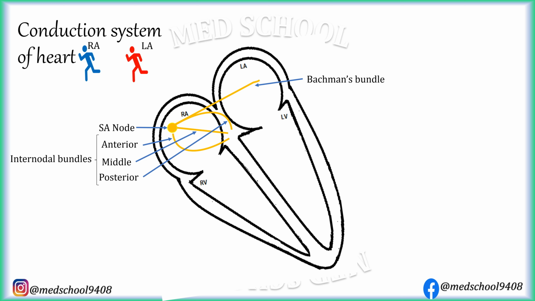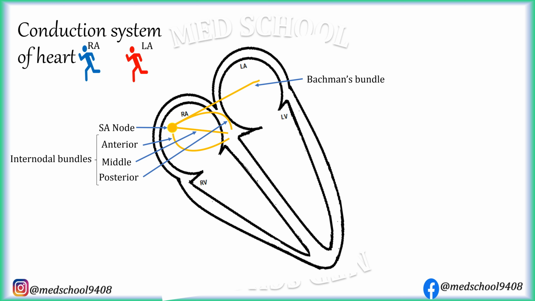Next important structure is atrioventricular or AV node. This acts as a checkpoint for electrical impulse of heart. Conduction through AV node is so slow that it takes almost 90 milliseconds for electrical impulse to pass through AV node. This is called as AV nodal delay.